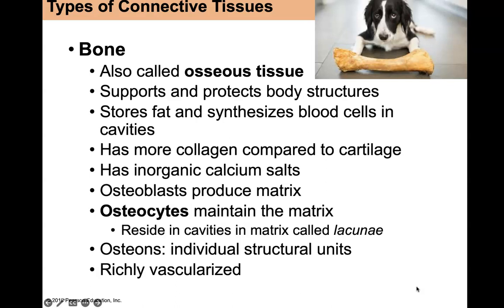Some of the main functions of bone are easy and intuitive to remember: it's there for support, right? That's what our skeleton is for. It provides support, and it also protects lots of body structures. For example, our ribs help to protect our lungs, and our sternum and our ribs help to protect the heart. So protection of body structures is another important function of bone.